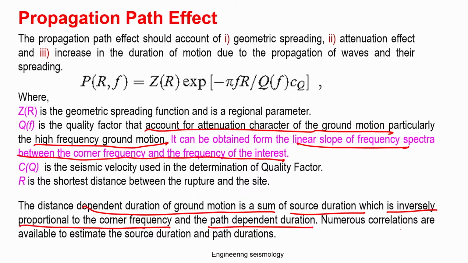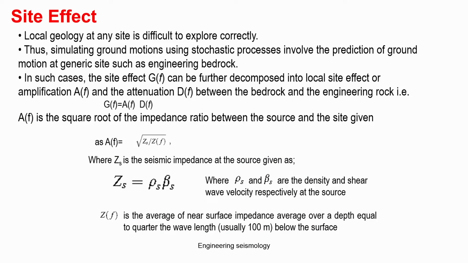So, a number of correlations are available, but you should check that these correlations are applicable to your region. They depend upon the seismotectonic and regional attenuation characteristics, which are arrived at from minor earthquakes. This is what is called path duration. The site effect is generally counted as the local geology at a site. It is difficult to explore very correctly, as I discussed earlier.